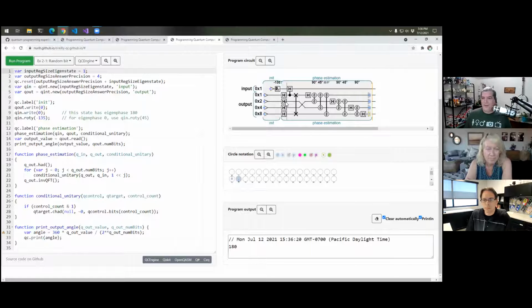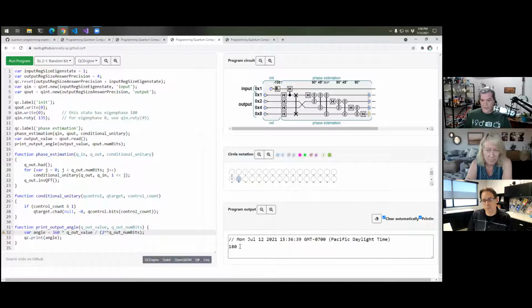Okay, but we definitely have three steps. We have our had of the entire output register. Then we have our conditional unitary, whatever it does. And then we have our inverse QFT, which is the rest of this function. And then what I did was I added a new function, which I called print output angle. It took the one we saw in the book, and flips it around so that it gives us the theta.